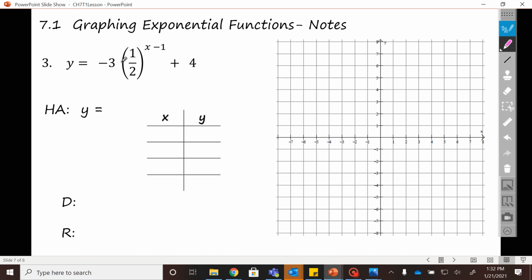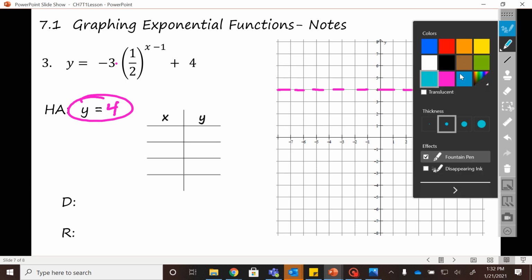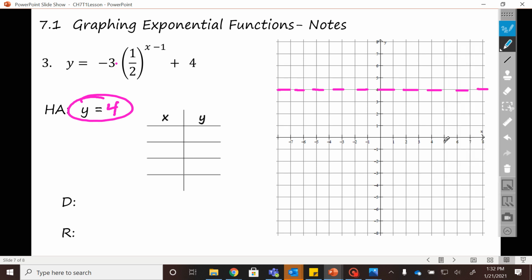And number 3, negative 3 times 1/2 to the x minus 1 plus 4. This is not growth or decay because the a value is negative, which means it's just a regular exponential function. Horizontal asymptote is 4. Keep in mind, since the a value is negative, this is going to be turned upside down. Okay, it is going to be like upside down.